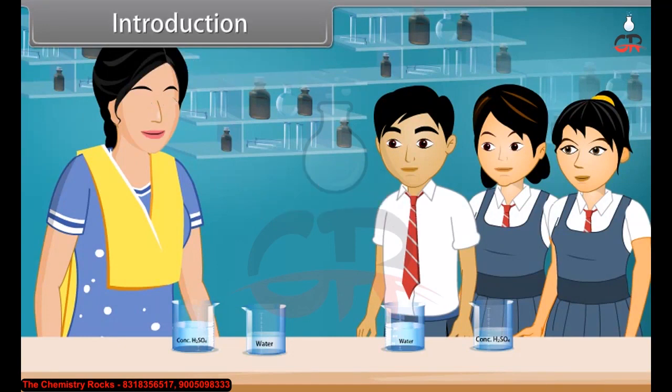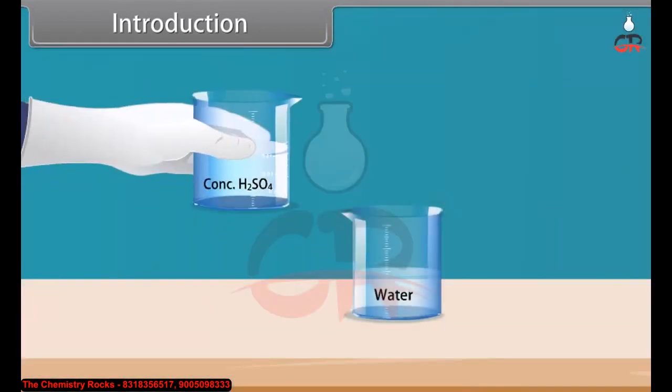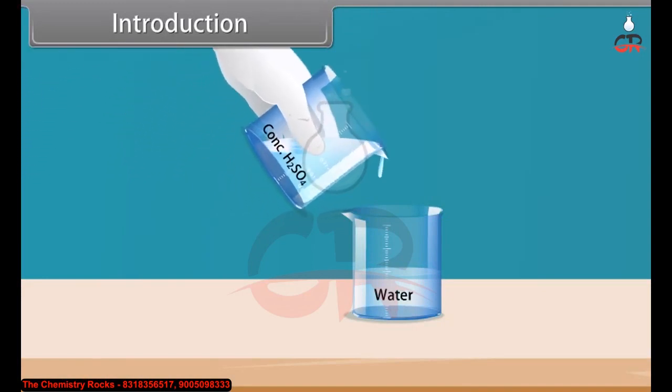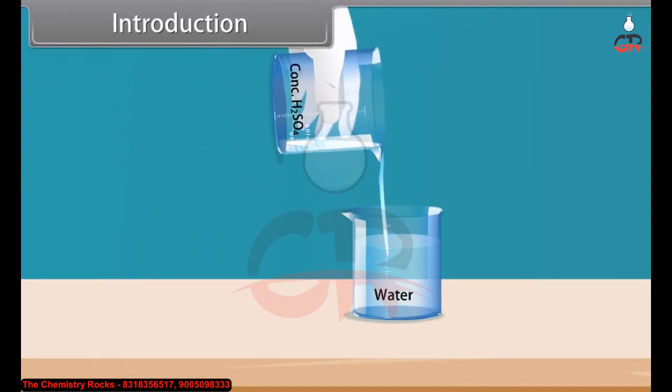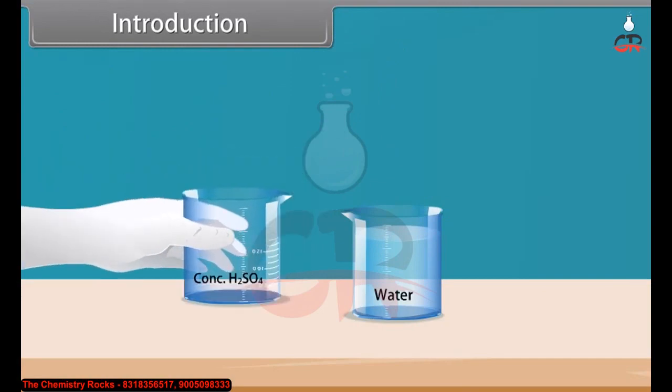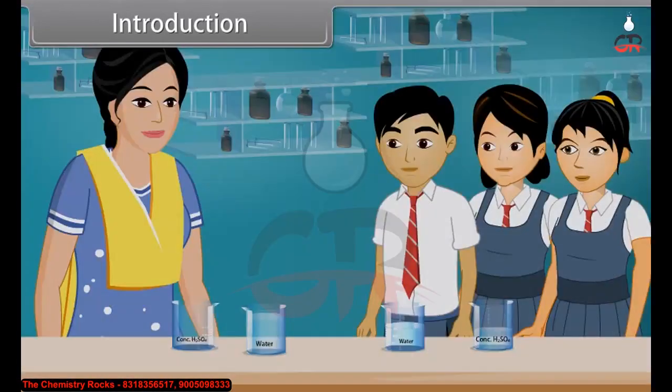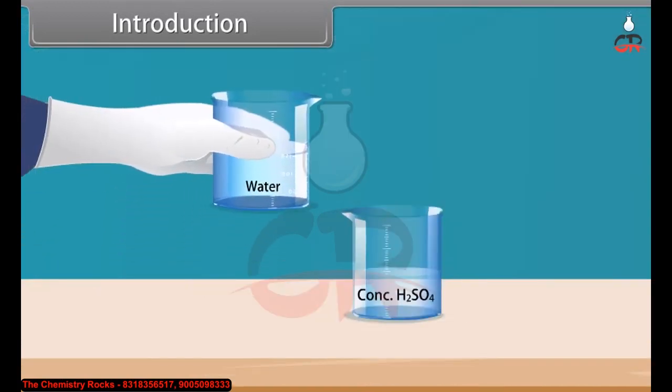Students, today we are going to perform an experiment in our chemistry lab. For this experiment, we require two important components: concentrated sulfuric acid and water. Firstly, we add concentrated sulfuric acid into water very slowly. Both are mixed smoothly. Now we add water into concentrated sulfuric acid slowly.